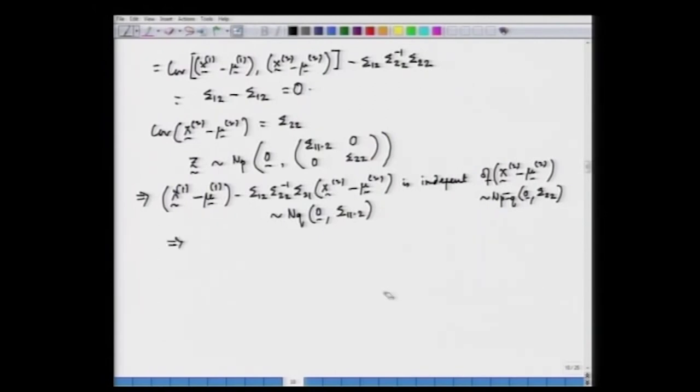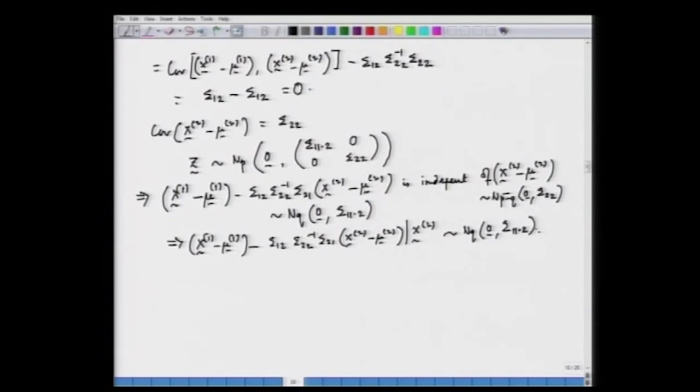So, I can say that the conditional distribution of x 1 minus mu 1 minus sigma 1 2 sigma 2 2 inverse sigma 2 1 x 2 minus mu 2 given x 2, that is the conditional distribution, this is the same as the unconditional distribution, and this too follows a normal q with mean 0 and covariance matrix as sigma 1 1 dot 2. And now, I consider the shift of the location.